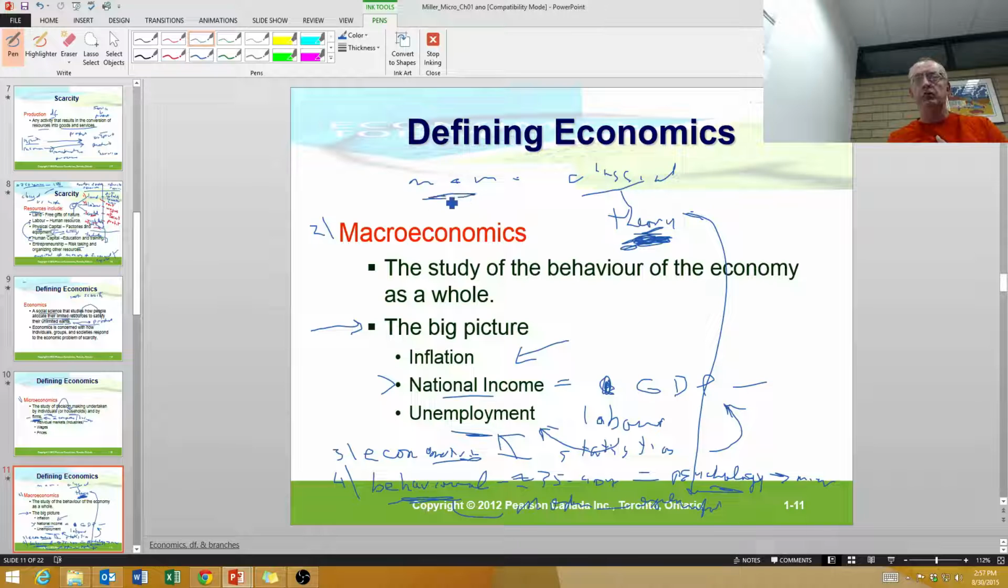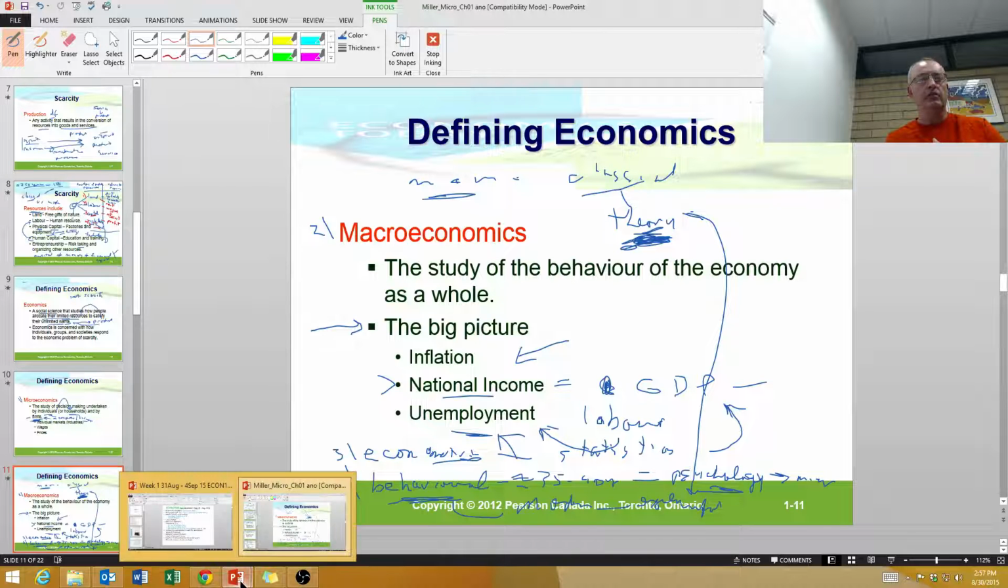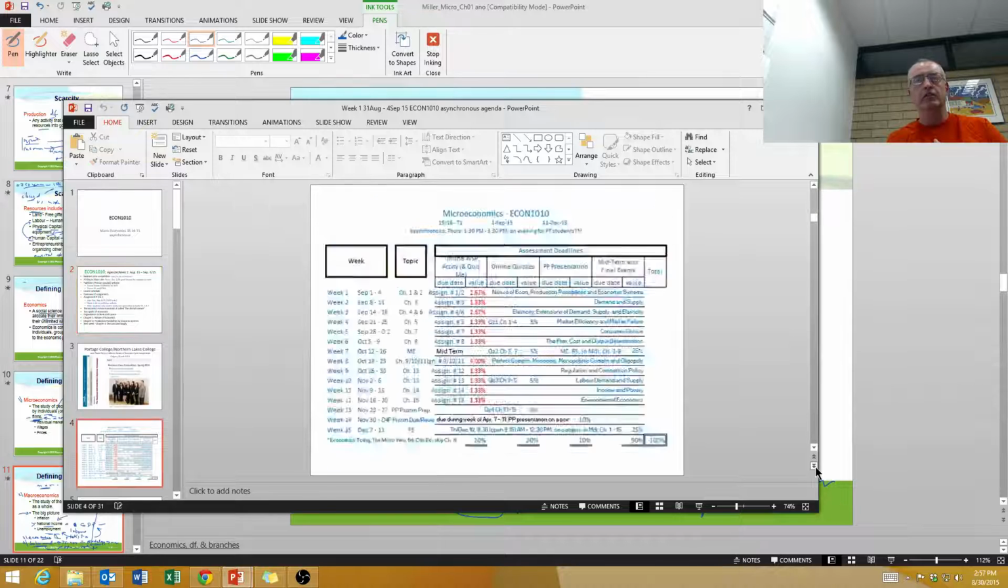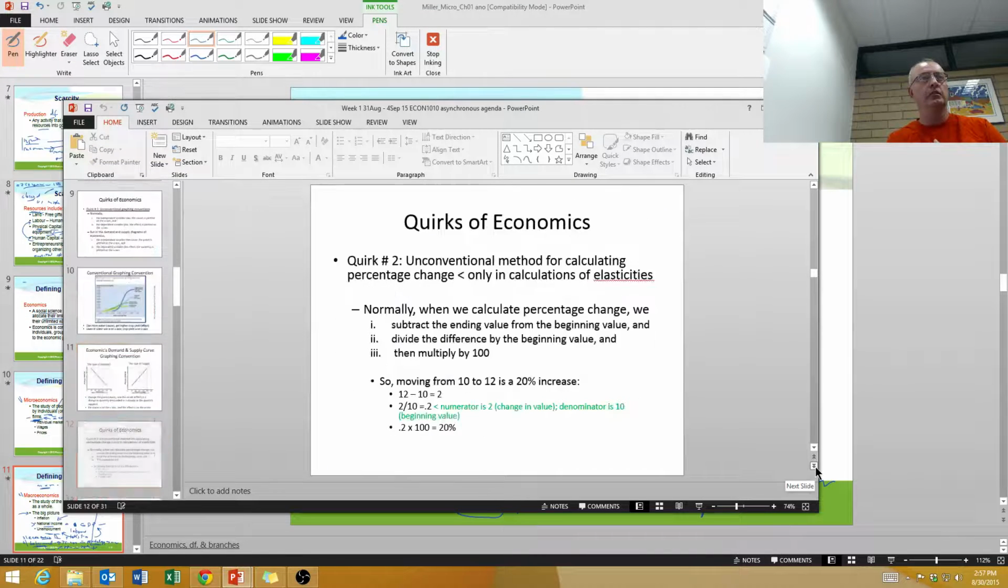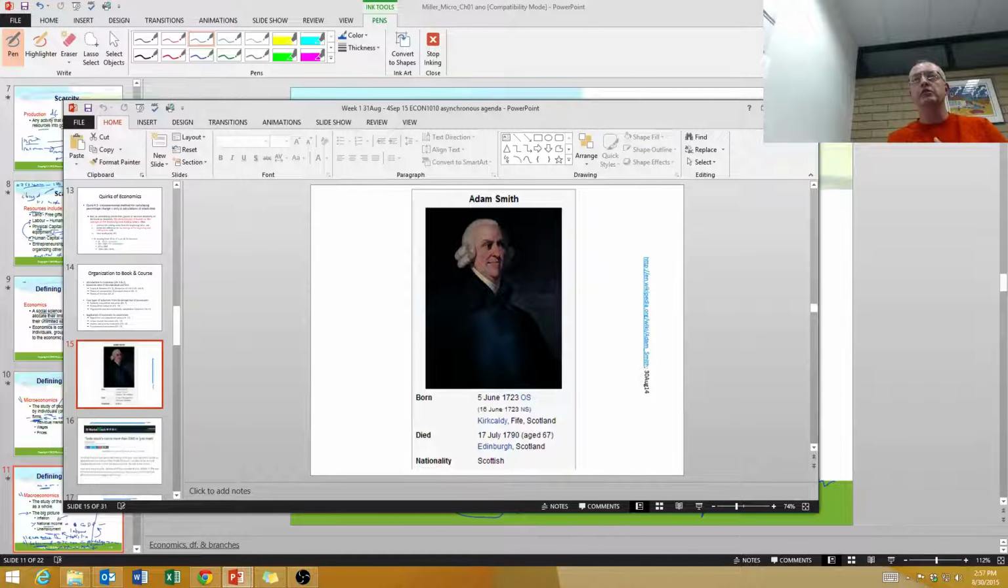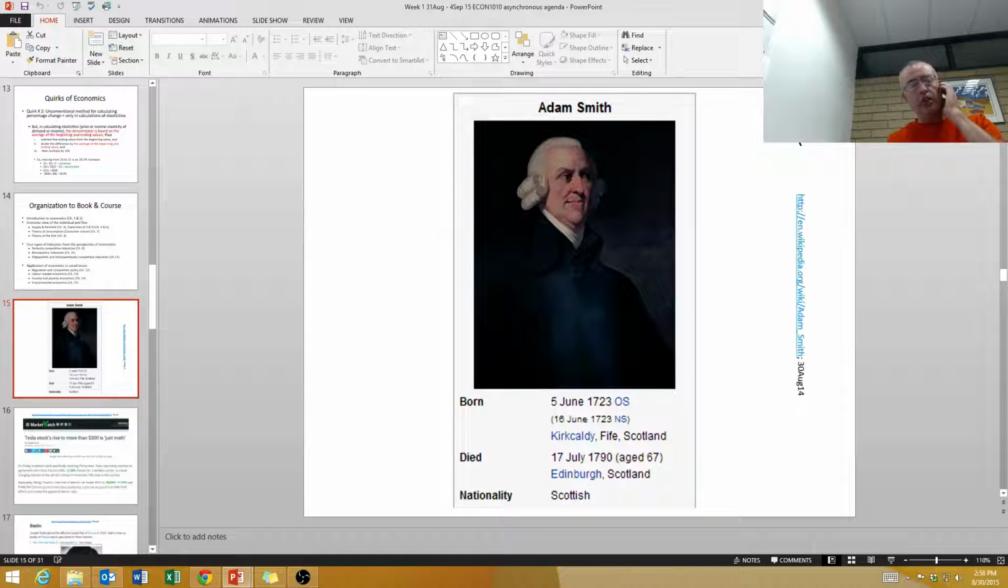Okay, and then what you also wanted to say was that micro and macro started a couple hundred years ago. They really started with the founding father of economics, a fellow by the name of Adam Smith. I've got a portrait here of Adam Smith. So here's Adam Smith. He was a Scottish philosopher, actually.